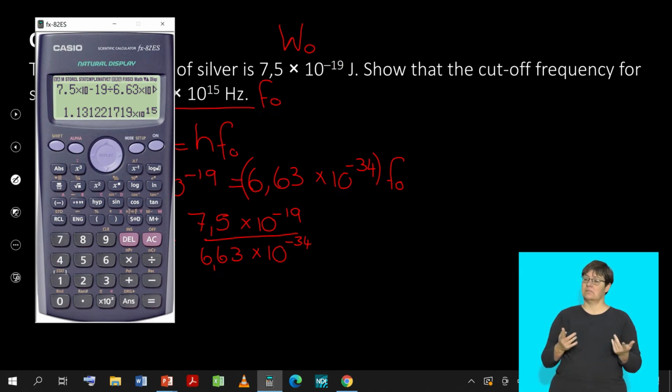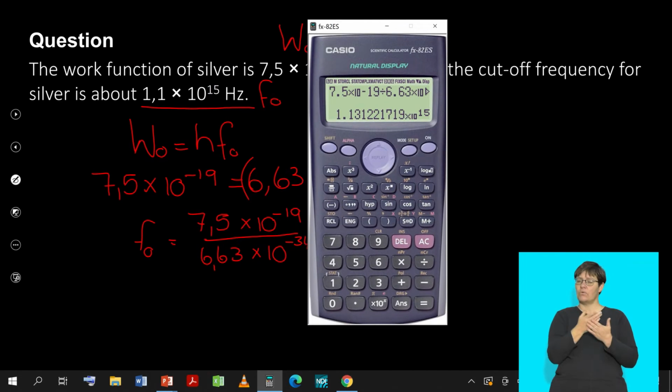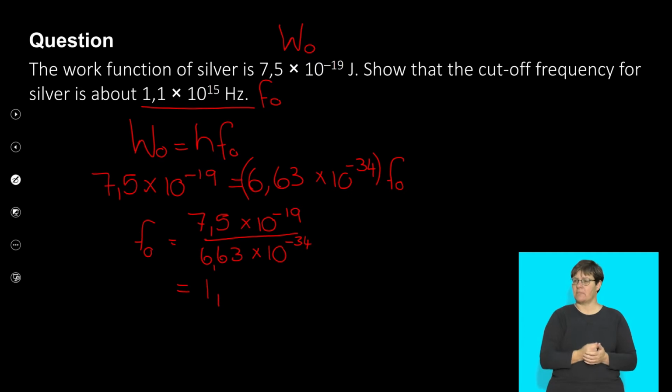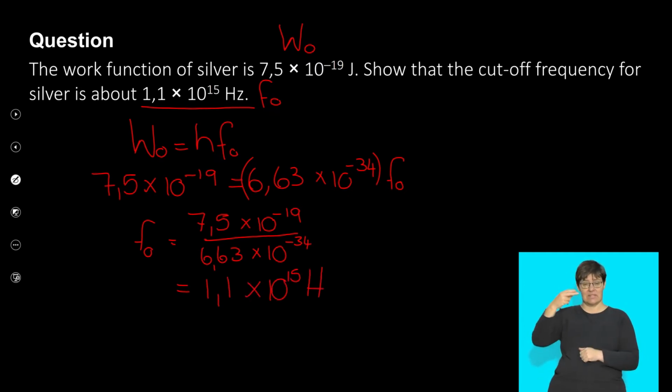And look what we get. We get 1,13 times 10 to the 15. The question was to prove that it's 1,1 or thereabouts. They said about 1,1. That's close enough. So we can go 1,1 times 10 to the 15 hertz. I'm happy leaving it like that.